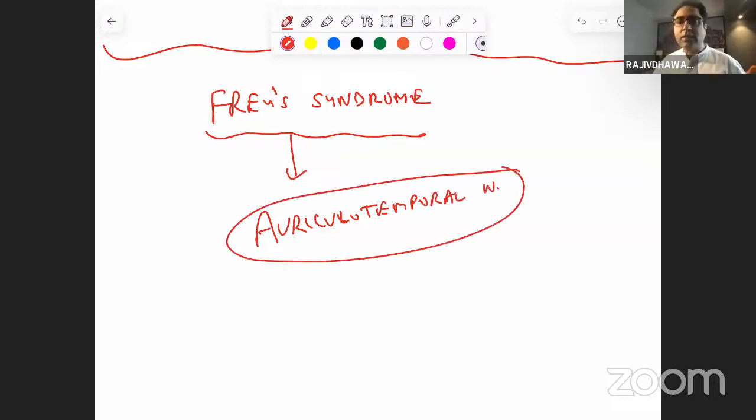Frey syndrome, the gustatory sweating in this area after parotid gland surgery. There is sweating in this area during eating. It is not due to facial nerve injury. It is due to the injury to auriculotemporal nerve, beta. Okay, fine.